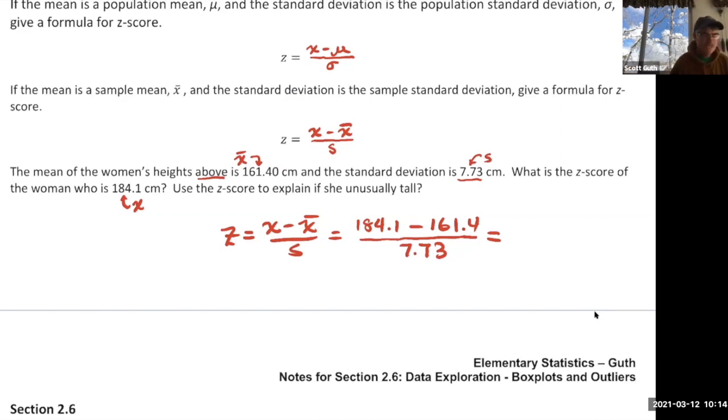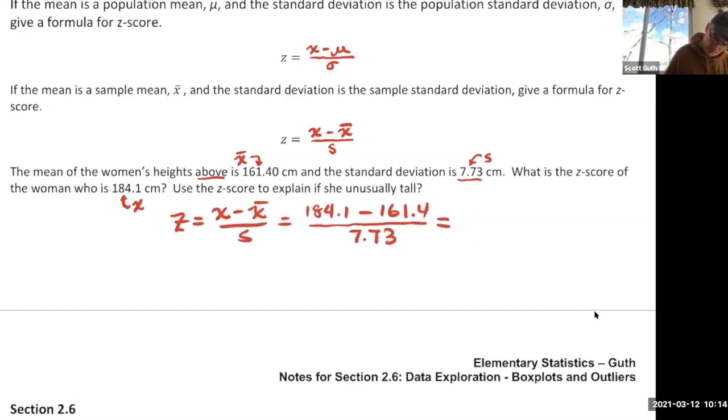We'll keep a couple places after the decimal. Anybody get this? 2.936, and then we'll round that. Yeah, good. So let's call it 2.94. Now, is she unusually tall?